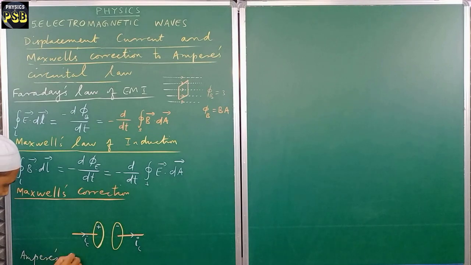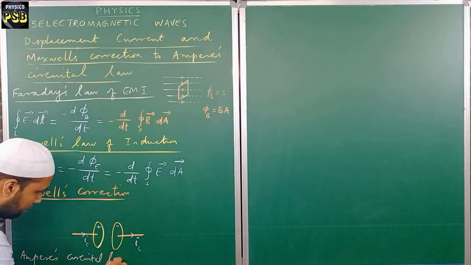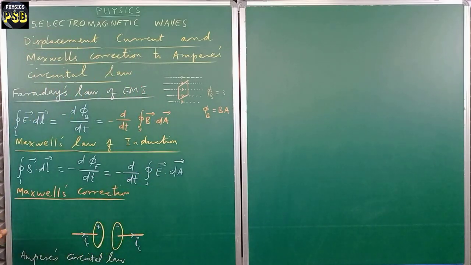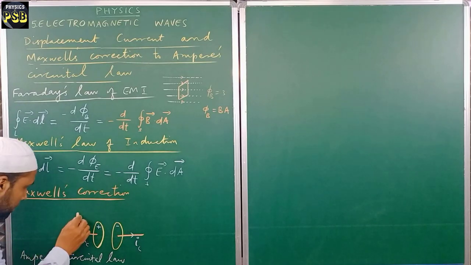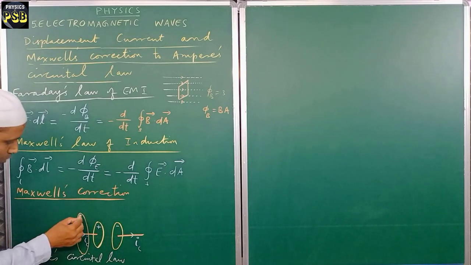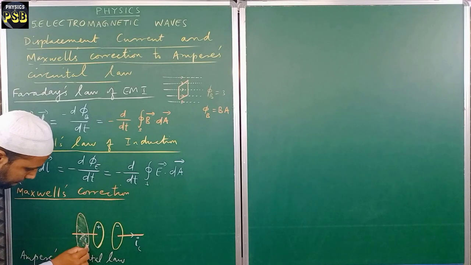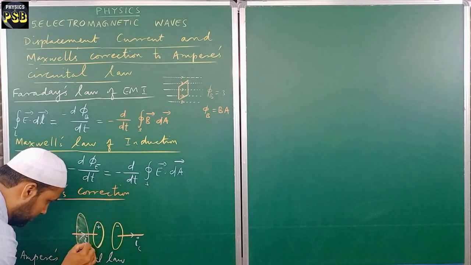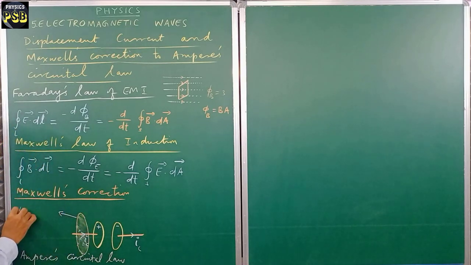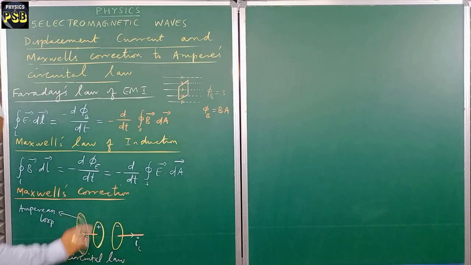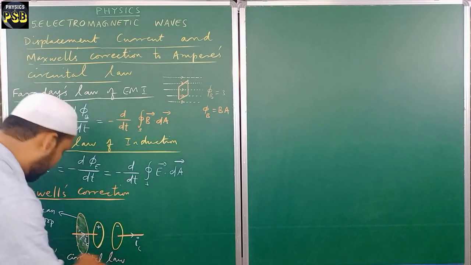Ampere's circuital law is applied to our situation. Now whenever we apply Ampere circuital law, we need to take an Amperian loop. See the Amperian loop here: take this one as an Amperian loop. This Amperian loop covers the surface. We know we can apply Ampere circuital law to a conductor which is enclosed by the Amperian loop. Only this portion which carries the current, we can apply Ampere circuital law.